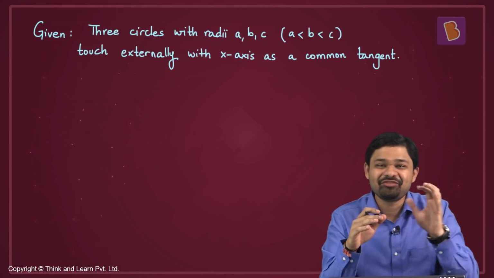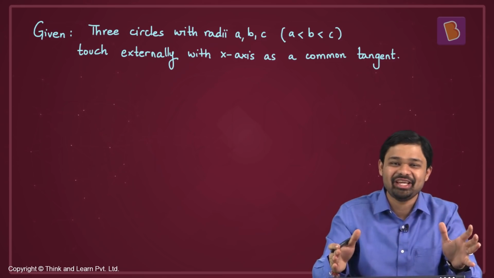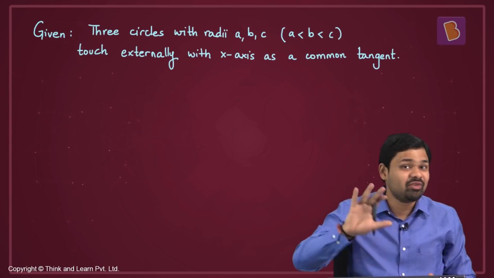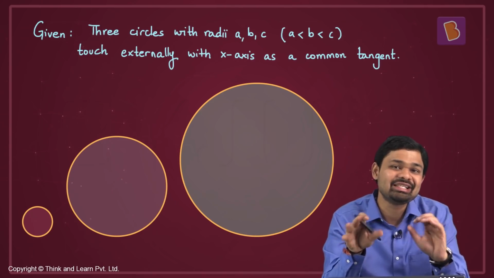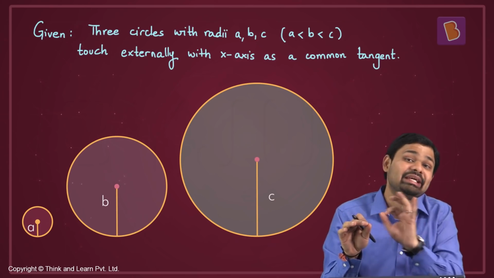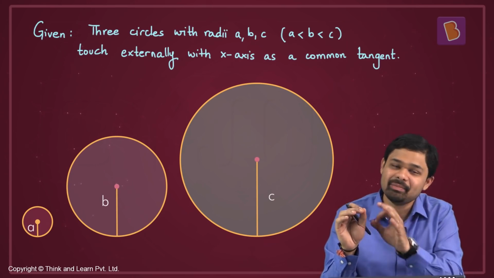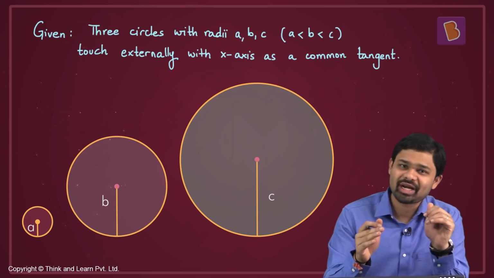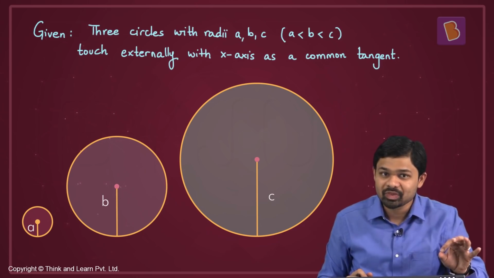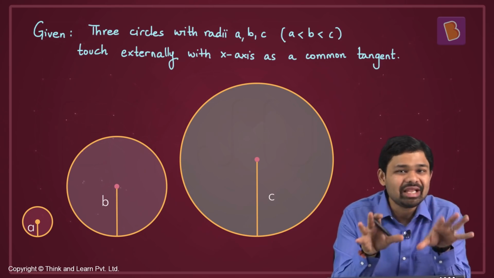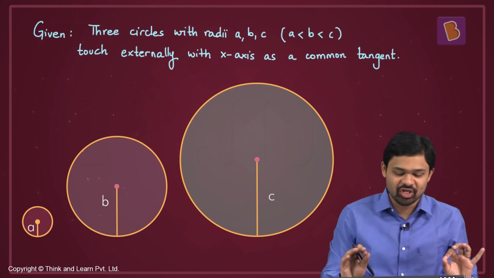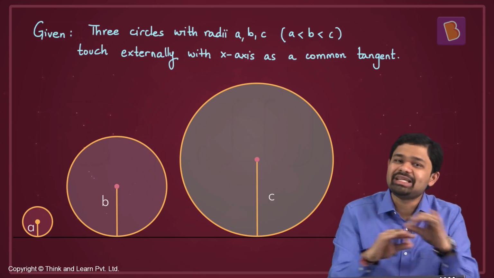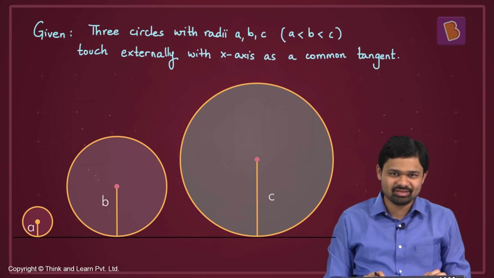This was probably one of the only questions in this JEE Main examination which actually made you think a little outside the box. We were given 3 circles. Now these 3 circles have radii A, B and C in increasing order, with C being the highest and A being the smallest of the 3. The objective was to find out which of the relations given is true, and the condition which was given was that all these 3 circles touch externally. Moreover, the x-axis was a common tangent to all the 3 circles.